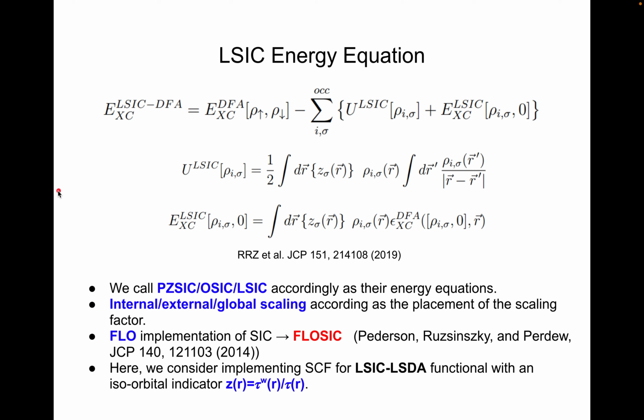This is the LSIC energy equation. The first line of this equation is very similar to what you see for the Perdew-Zunger SIC approach. So you take the DFA exchange correlation energy and you subtract the self-Hartree energy and self-exchange correlation energy for each and every occupied orbital.